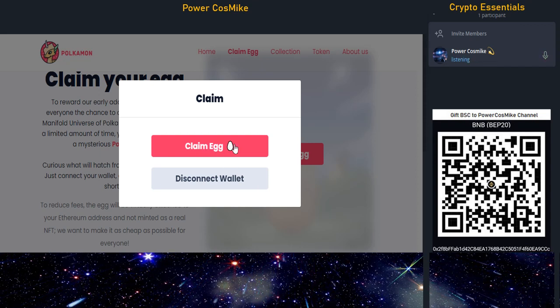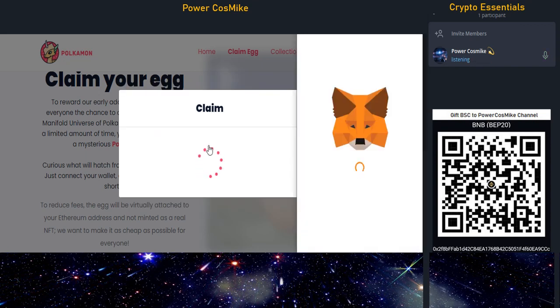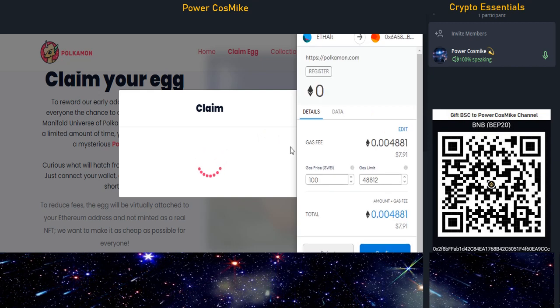So before this screen pops up, you'll typically have the connect wallet button. So once you've done that, then it'll pop up with this claim egg button. So go ahead and click the claim egg. It interacts directly with your MetaMask wallet. And here we can see the gas price. So at this point in time, it's estimating that the gas price is going to be around $7.91. And typically what you've got to know is the way that your MetaMask works is it's going to essentially default to the medium cost for gas.